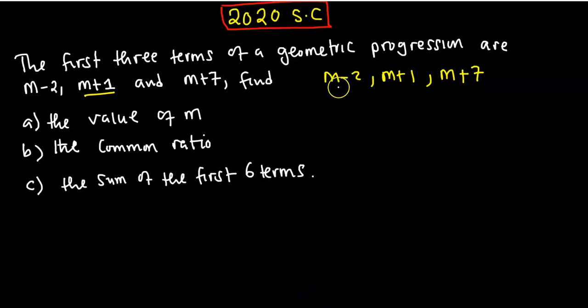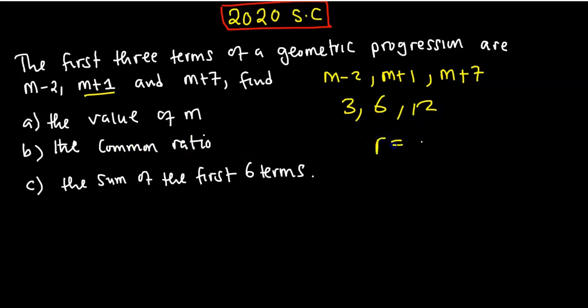So here 5 minus 2 is going to be the first one, 3. Then 5 plus 1 is going to be a 6. Then 5 plus 7 is going to be what? A 12. So these are the terms that we have. Now we need to find the common ratio.